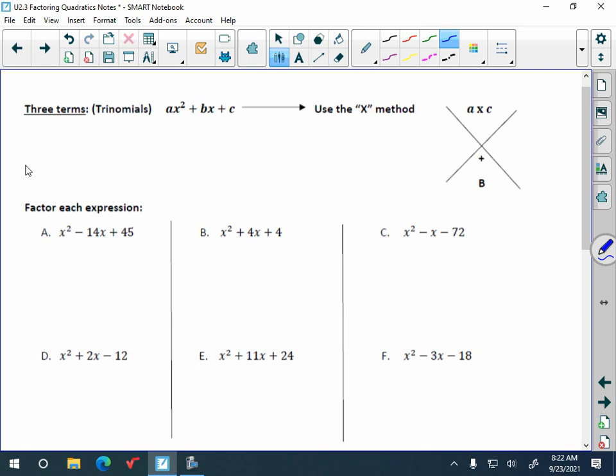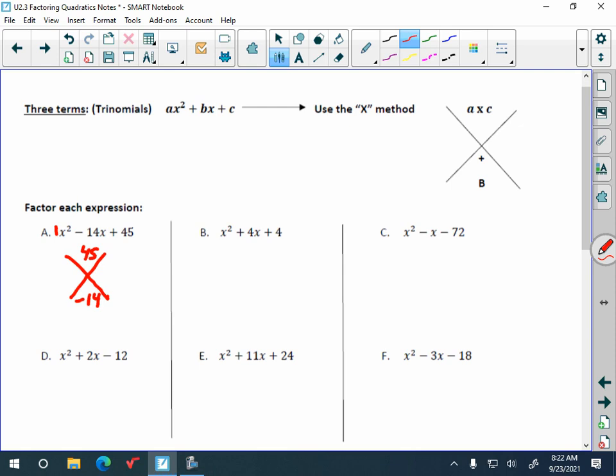All right. So let's go ahead and do A. So the first thing we're going to do is draw x. So we'll call this the x method. Anytime you have 3 terms, just think of the x method. All right, so there's a 1 in front of the x squared. This is just to get you used to the process. We multiply the 1 and the 45 together, so that's 45 on top. And then the middle term, negative 14, goes on the bottom.